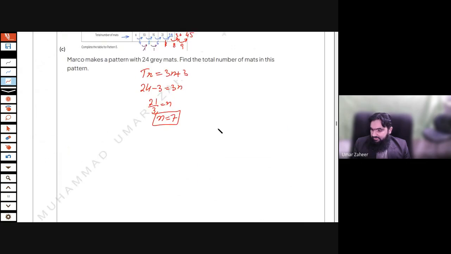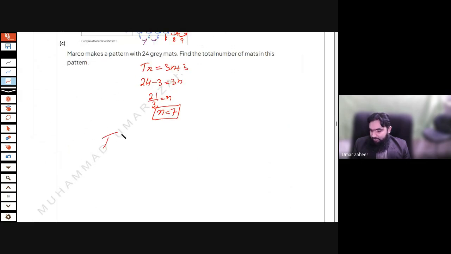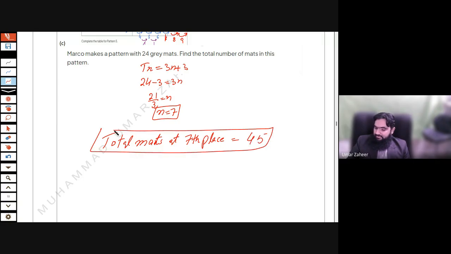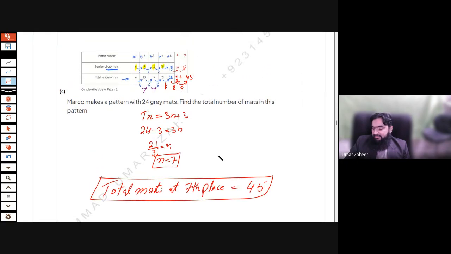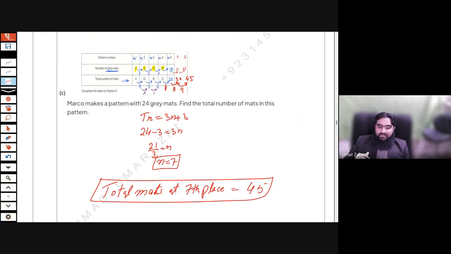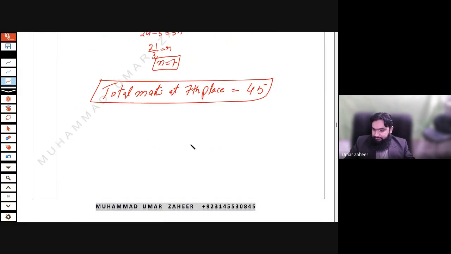This means that the total mats at the seventh place is equal to 45. Clear? This is the easiest way. If you want to go with the long way, we can do it that way as well. Let's do it that way as well.